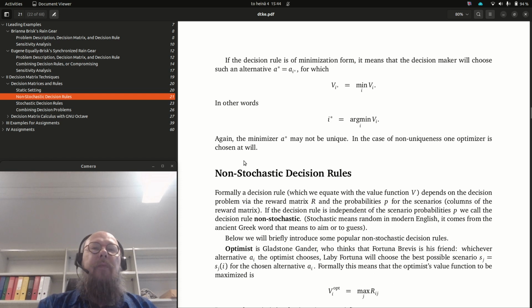Similarly, if the decision rule is of minimization form, this means that the decision maker will choose such an alternative A star, A_{i star}, for which the minimum over i of v_i is v_{i star}. In other words, using the argument minimization function, i star is the argmin, the argument i for which v_i attains its minimum. Again, it may not be unique, and in the case of non-uniqueness, one optimizer is chosen at will.